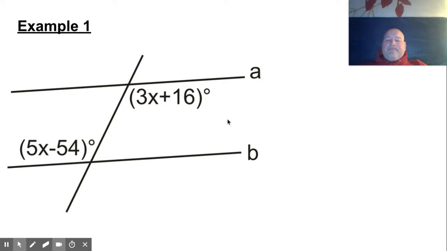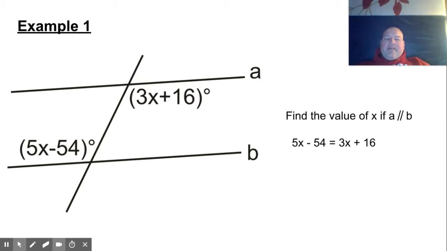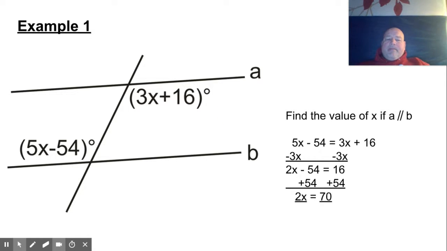Take a look at example 1. Find the value of x if A is parallel to B. 5x minus 54 equals 3x plus 16 because they're alternate interior angles. From there, we're just doing an algebra equation. We'll subtract 3x on both sides, then we'll add 54, and finally, we'll divide by 2. And we discover that x equals 35. The key for our geometry lesson today is that we have to recognize that these are alternate interior angles, and they have to be set equal to each other because they're congruent.